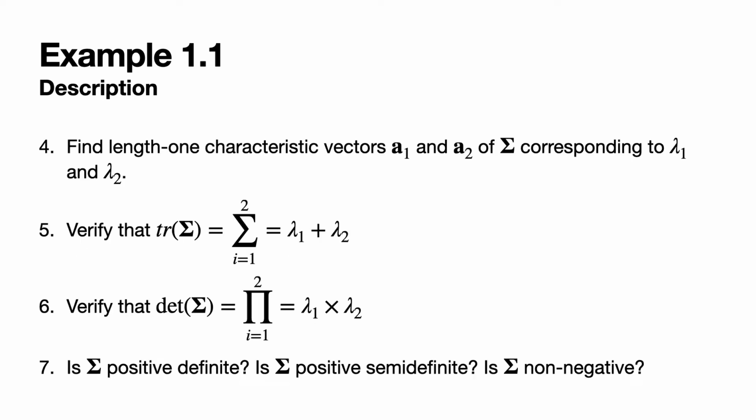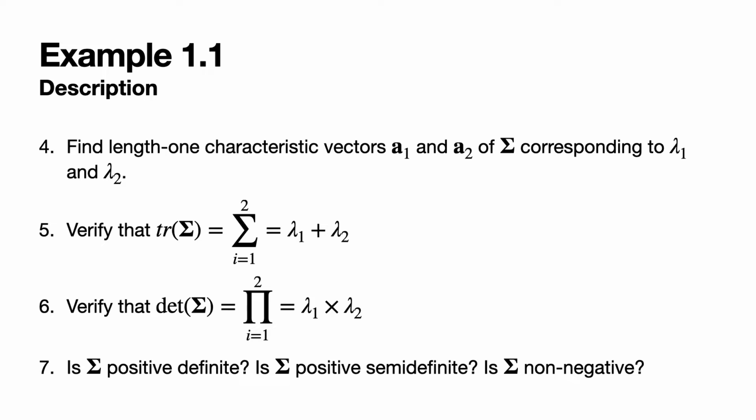Now we'll then use those arbitrary characteristic vectors to find length 1 characteristic vectors of cap sigma, which we will denote by A1 and A2. So A1 will be a length 1 characteristic vector of cap sigma corresponding to lambda 1, and A2 will be a length 1 characteristic vector of cap sigma corresponding to lambda 2.